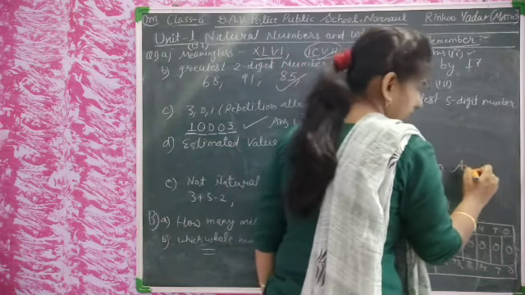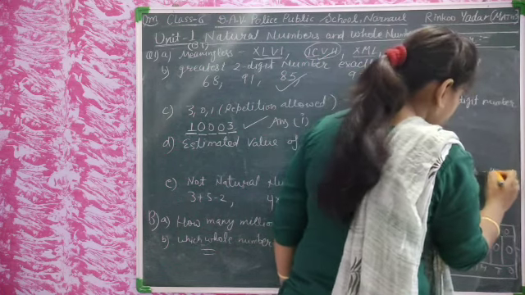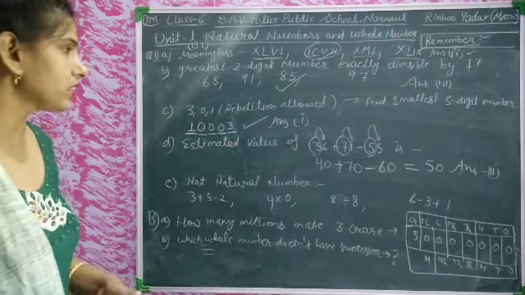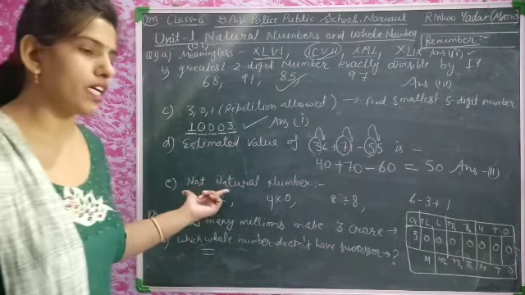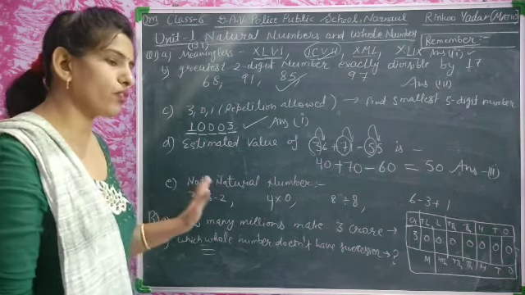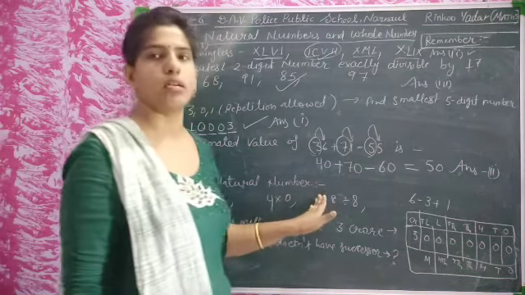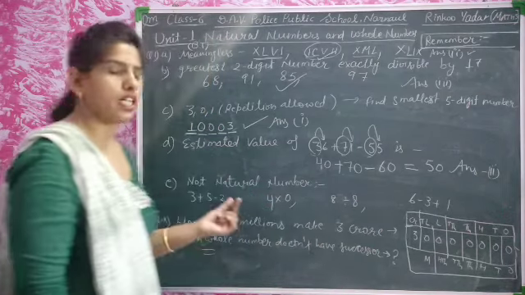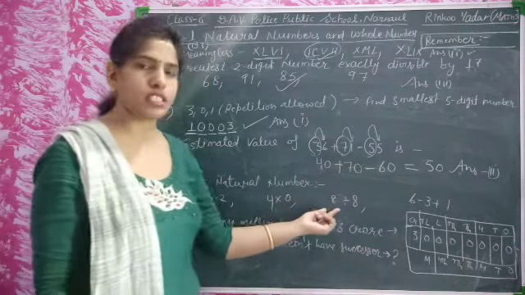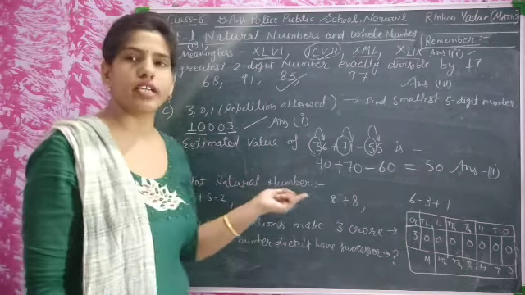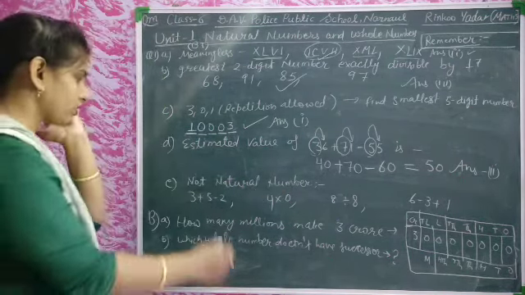So the answer is 50, the second part. This is the answer. Is it clear, students? Now there is part E, and in part E it is asking which of the following is not a natural number. Which of the following expressions is not a natural number?